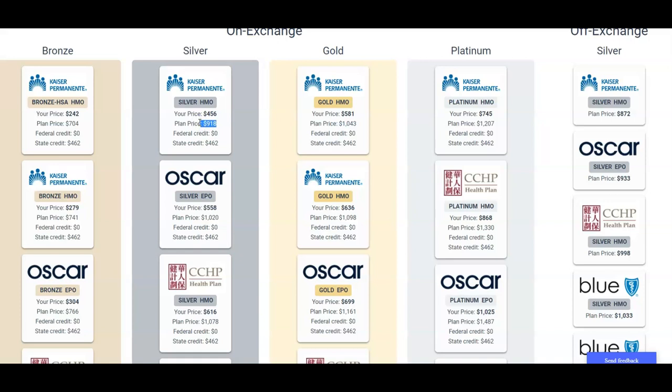So here's the trick: because their benchmark plan costs more than their maximum contribution, they will be eligible for a state credit in the amount of $462. And their federal credit would be $0. Remember, we looked at the table, and let me open that table again.